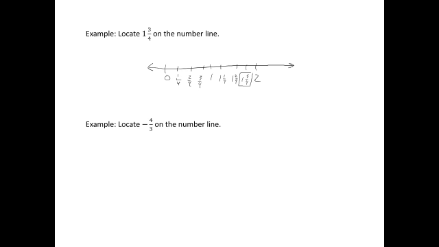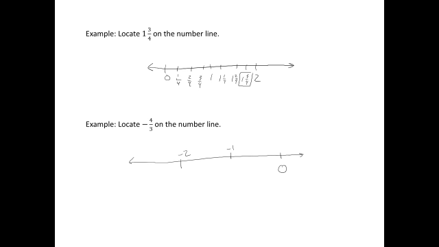Example, locate negative 4/3 on the number line. Once again, draw a number line. We're going to put 0 on the right here because negative numbers are to the left of it, so we need to make room. Negative 1, negative 2. I'm putting the negative 1 and negative 2 above the number line this time because the problem has given us an improper fraction.